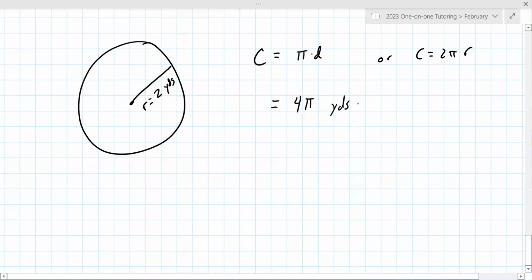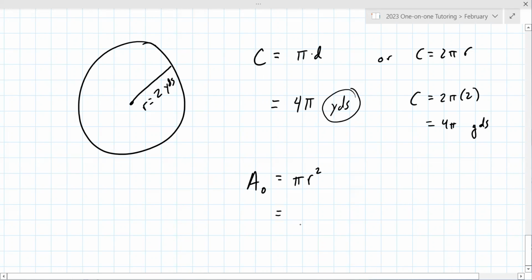No, pi 2. What I was asking for is the units. Oh, yards. Yes. Okay, and then if you do the other one, it's 2 times pi times 2, which is 4 pi yards as well. Good. What is the area formula again? Area equals pi radius squared. Perfect.